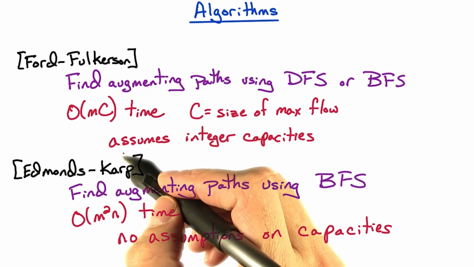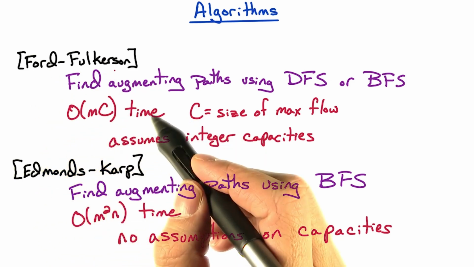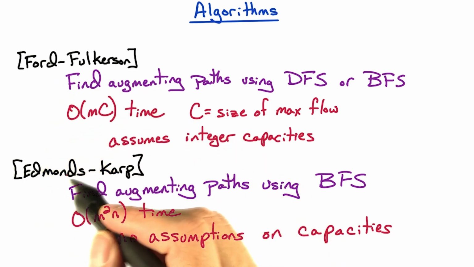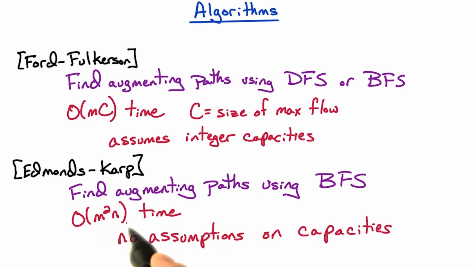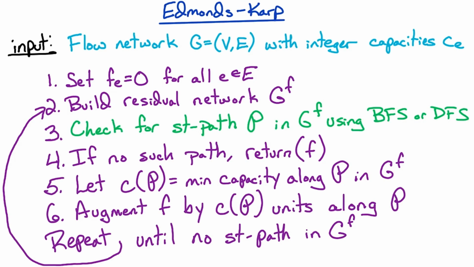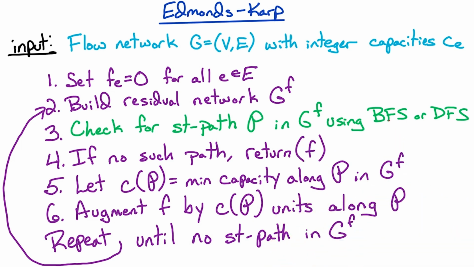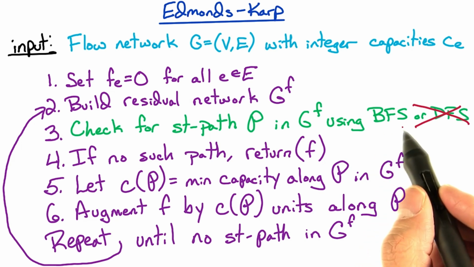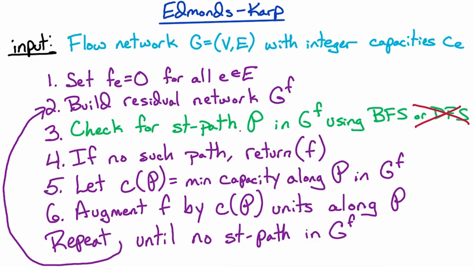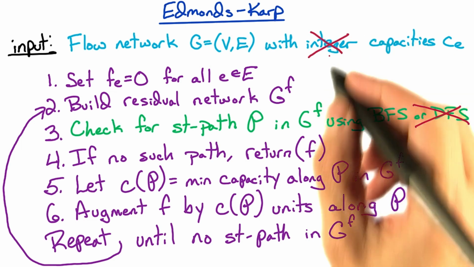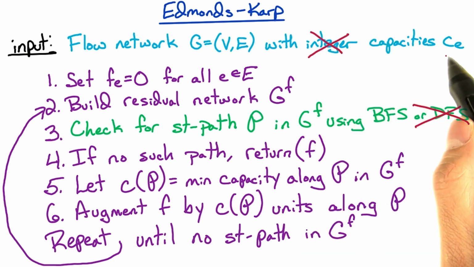Now, the algorithms are quite similar, so we'll give a quick recap of the Ford-Fulkerson algorithm, and then we'll point out the differences in the Edmonds-Karp algorithm. And then afterwards, we'll dive into the running time analysis for the Edmonds-Karp algorithm. In the Edmonds-Karp algorithm, there's only one distinction. When we check for an ST path in the residual network, we have to use BFS. We cannot use DFS. The running time analysis assumes that we're using BFS to find this path. That's the only difference between Edmonds-Karp and Ford-Fulkerson algorithm. Now, our running time analysis will not assume that the capacities are integer values, so we can remove this assumption. All that's required is that the capacities are positive.